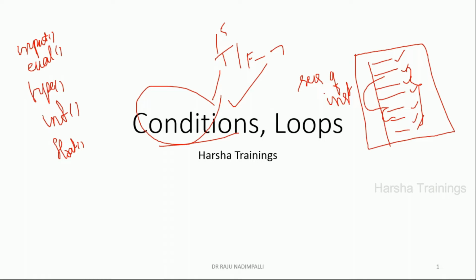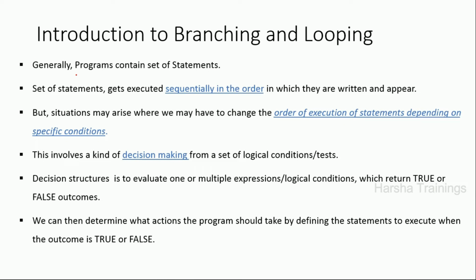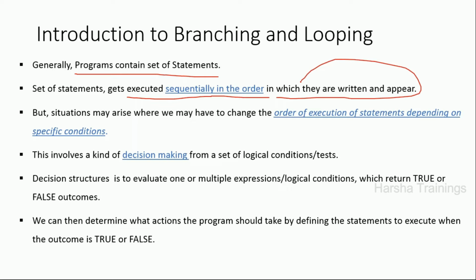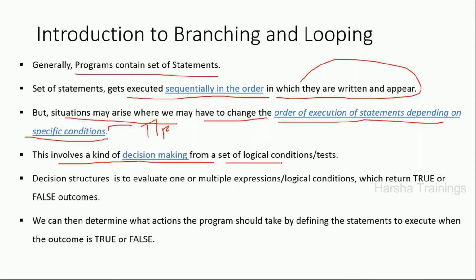Generally, programs contain a set of statements. These statements get executed sequentially in the order in which we have written them in the program. But there are some situations where we can change the order of execution of statements depending upon the conditions. Every condition returns either true or false. Now, this involves a kind of decision making from logical conditions.